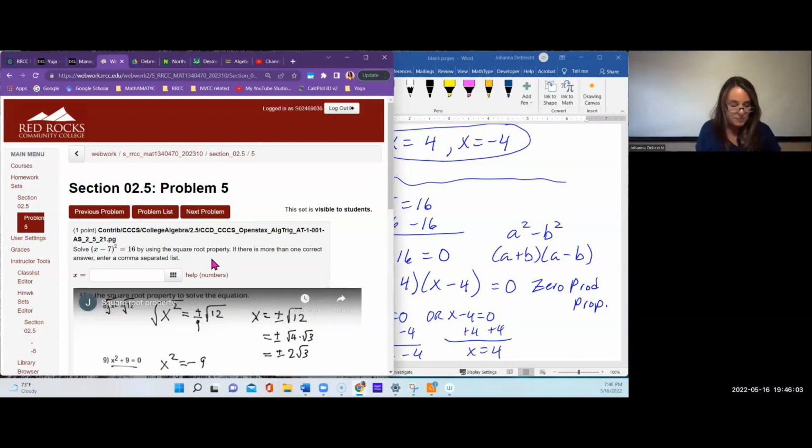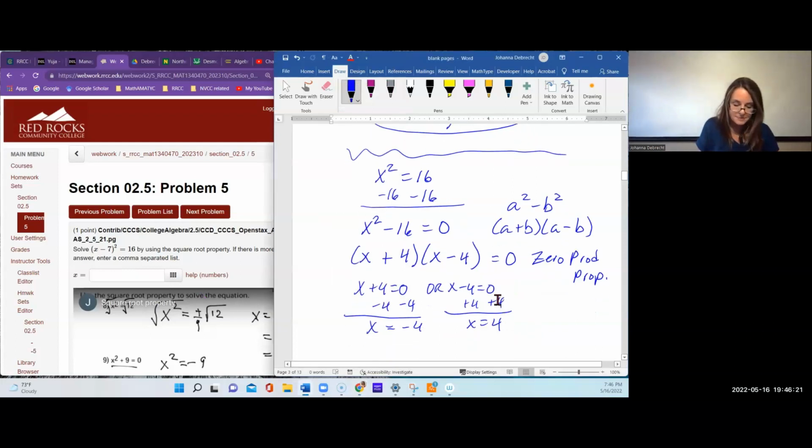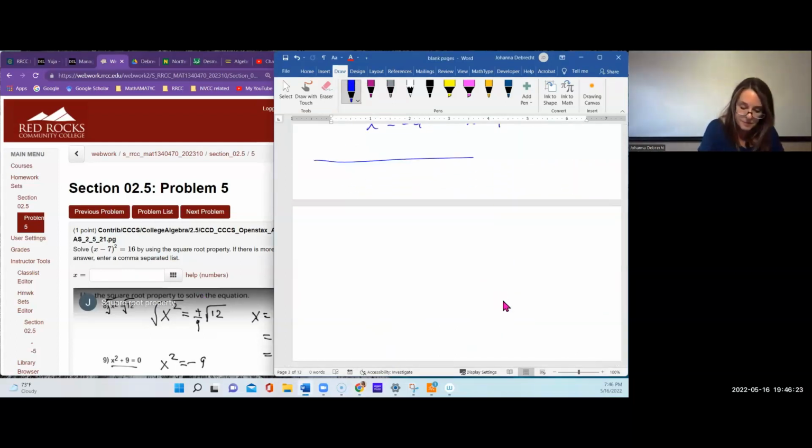In the next problem, we have something a little bit different. This time, the thing that's being squared is not, in fact, just x. It is a binomial that's being squared. But everything else in the equation outside of that square is just a constant. So we're going to apply the square root property again.